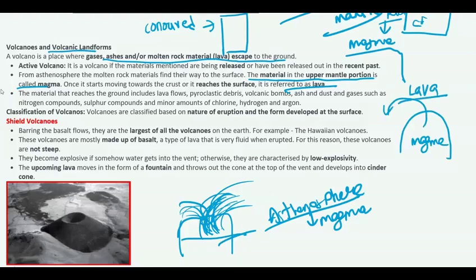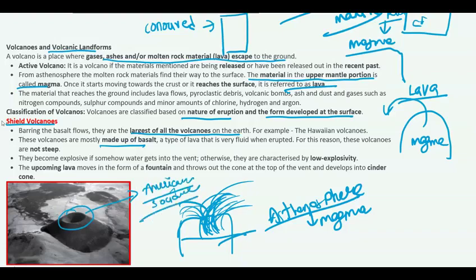Volcanoes are classified into different forms based on the nature of the eruption and the form developed at the surface. Form means what they look like. The first one is shield volcanoes. They are the largest of all the volcanoes of the earth and they are made up of basalt. They look like a shield, just like a warrior's shield.